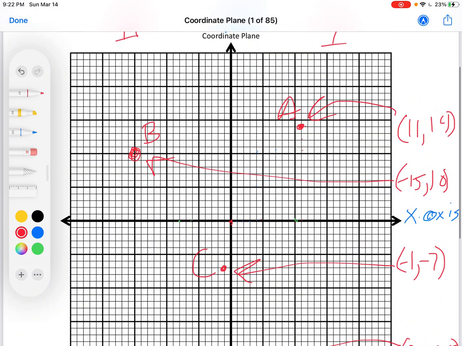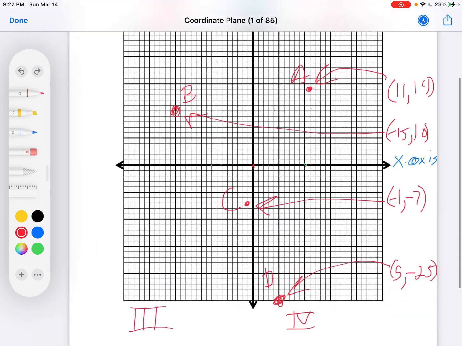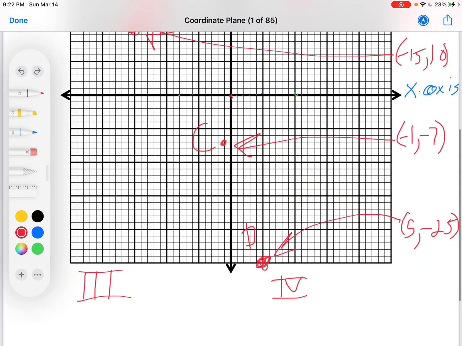All the points in quadrant 1 go right and up, so all the points in quadrant 1 are positive, positive. All the points in quadrant 2 are negative, positive. All the points in quadrant 3 go left and down, so they are negative, negative. All the points in quadrant 4 are positive, negative, because they go right and down.